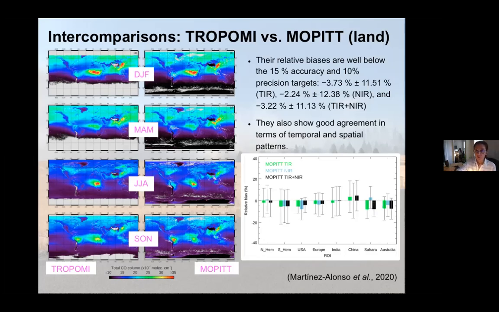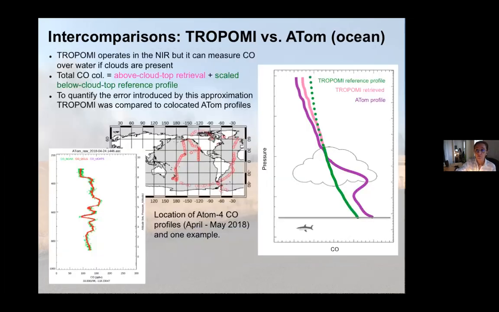This comparison was performed for land only, and then we did a similar comparison for ocean, for water retrievals. In this case, we used TROPOMI and ACOM vertical profiles. So you may be thinking by now, TROPOMI measures in the near infrared, so how can it be retrieving over water? Well, it shouldn't, because as I said before, the water is very absorbent, and there is no solar reflectance coming back from the water. But what TROPOMI does is it retrieves over water if there are clouds present.